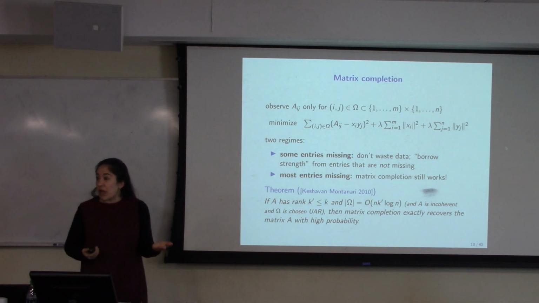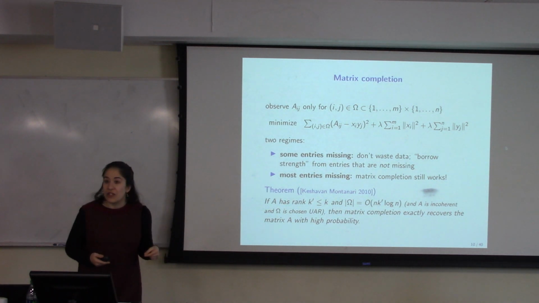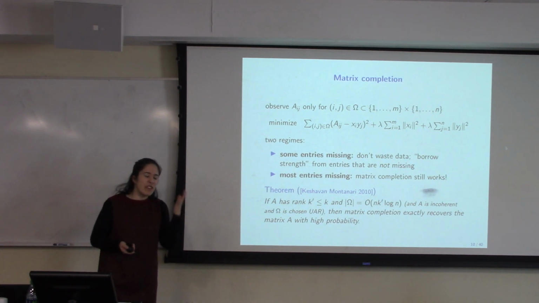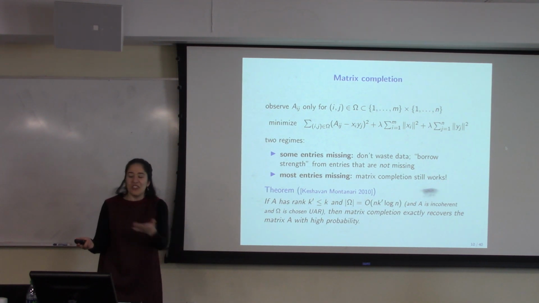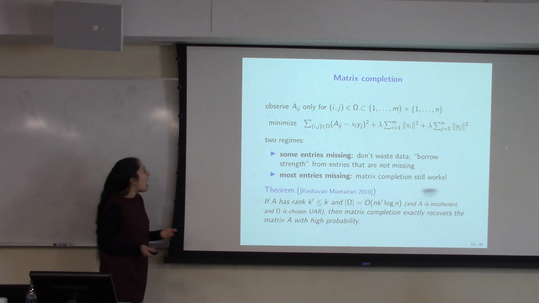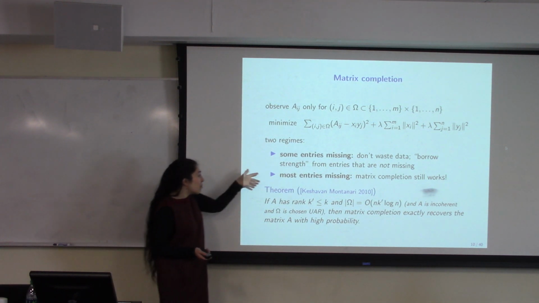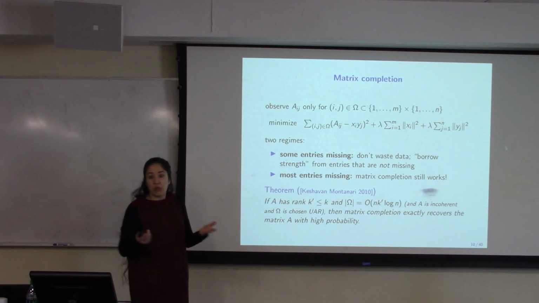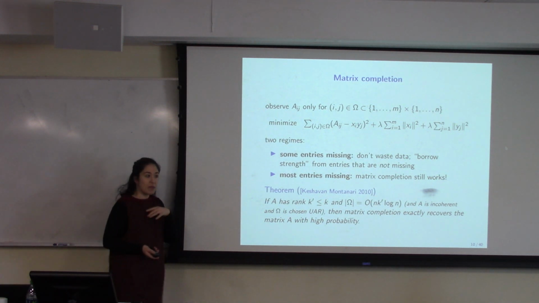The other setting in which you might be interested in this is when most entries are missing. So every row has missing values. This is the case in, for example, the famous Netflix problem, right? No user, no movie watcher has rated all movies, or if they do, then it's junk data. In this setting, it's important that matrix completion still works, because you would throw away all your rows if you threw away the rows with missing data.